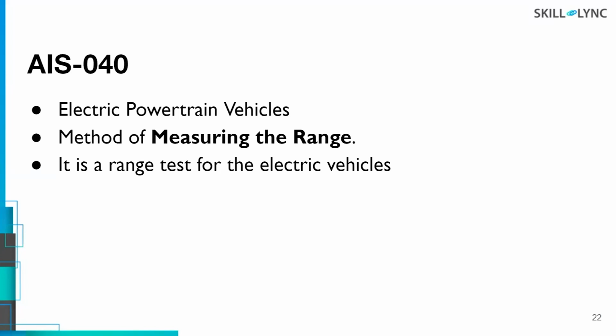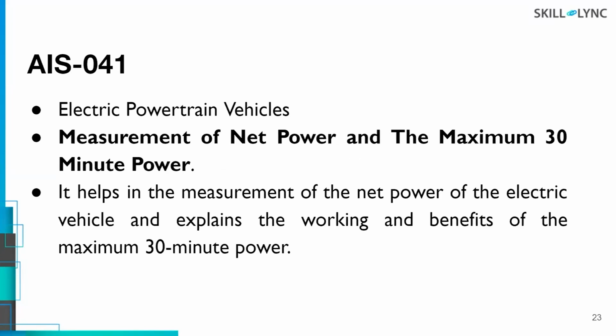Then 041 gives the maximum power: your net power and your maximum 30 minutes power. What does 30 minutes power mean? It's not always your urban or city drive, right? When it is at peak values, maximum 30 minutes power means you're giving everything at a maximum level. Whether that kind of power testing is done should be based on this AIS 041.